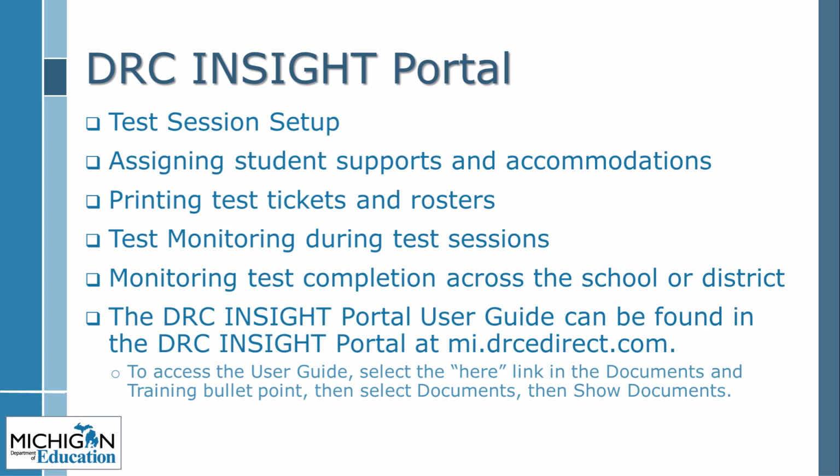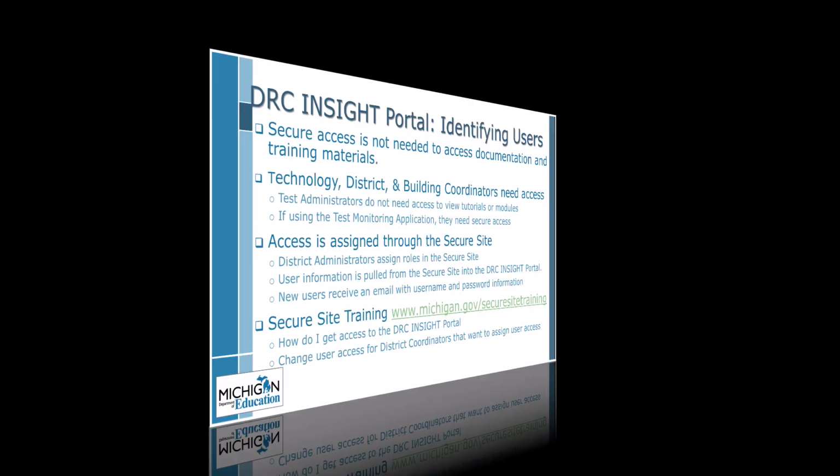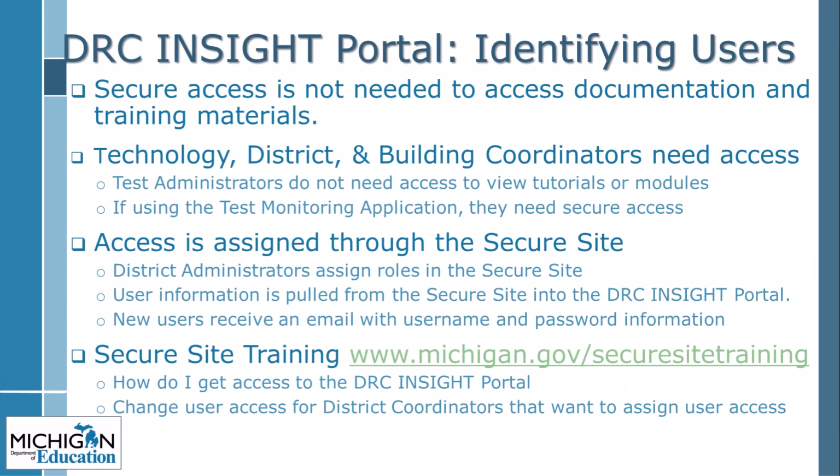There is a user guide available in the DRC Insight Portal that details the process for each of these tasks. It can be found in the DRC Insight Portal. Select the Here link in the Documents and Training bullet point, then select Documents, then Show Documents. All student tutorials, mini-modules, and the Test Administration Manual can be accessed in the DRC Insight Portal. Training materials and documents are available without secure access.